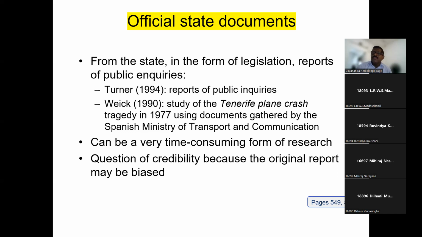Otherwise, no. So we had to wait at the gate. So you have to remember, accessing those documents is not easy, it is challenging and time consuming.